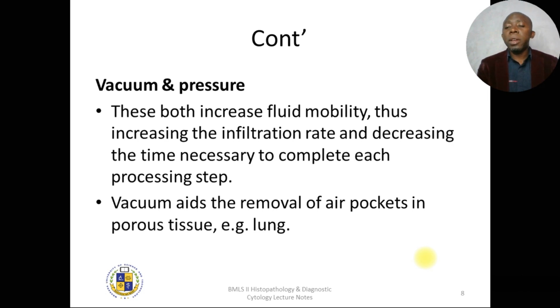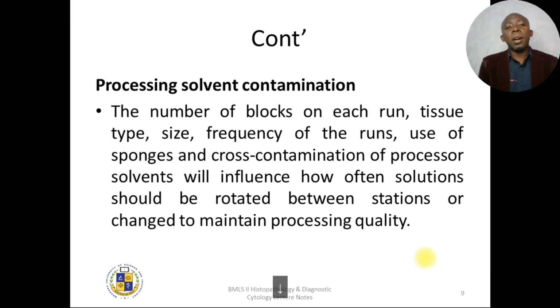Vacuum aids in the removal of air pockets in porous tissue. When we process and infiltrate tissues, there are some, like the lung, that have air pockets, as in the alveoli. With the pressure and the vacuum, the infiltrating chemical can easily fill up these porous pockets, and we have a solid tissue infiltrated properly, which can be sectioned, and we can get homogeneous sections on sectioning.